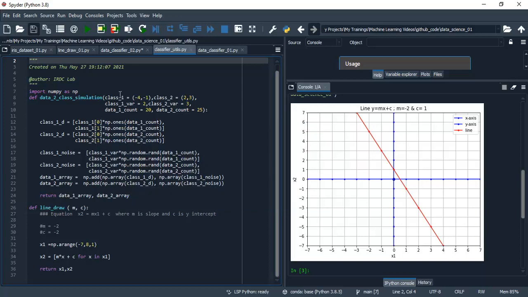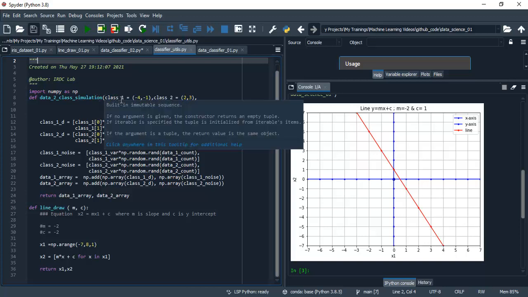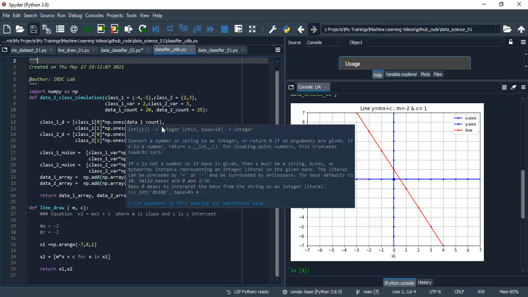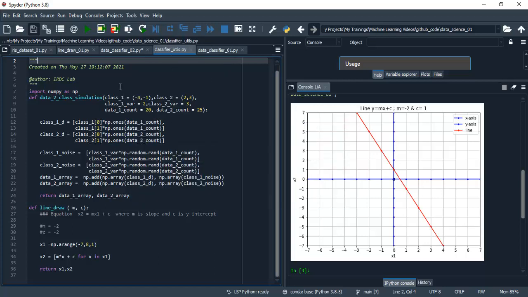Now the second case: if we are calling this function from somewhere and passing class underscore 1 also, with different values, let's say 6 and -3, then in this execution it will take 6 and -3 and not -4 -1. So what is this class 1?